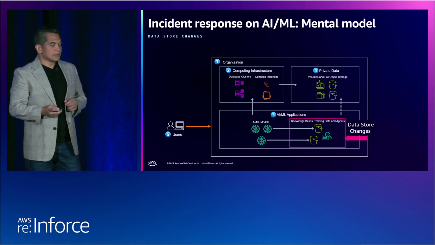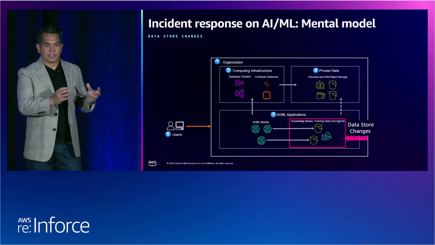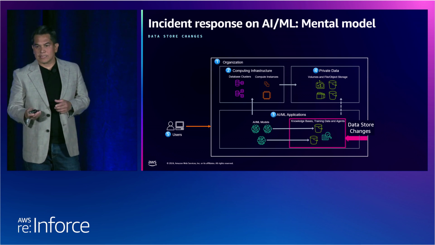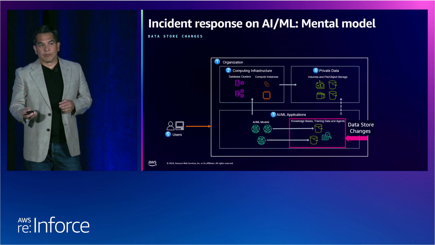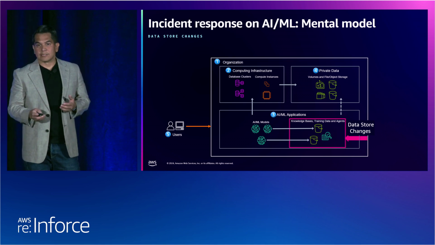The fourth element is data store changes. So we have, as part of our AI ML application, your models. We also have what's tuning or augmenting your models. And you wanted to find out whether the data stores or knowledge bases agents were trained or were accessed or changed as well.